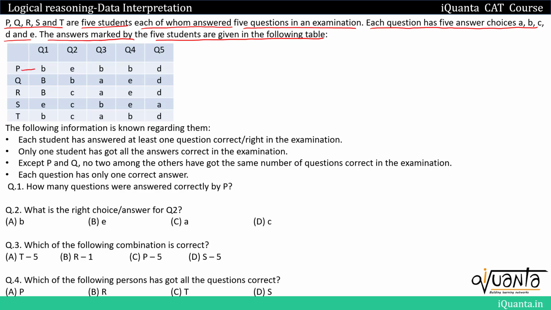So P for question 1 marked option B. P for question 2 answered option E. P for question 3 answered option B. So that is how we have to read the table. Reading further, the following information is known regarding them.